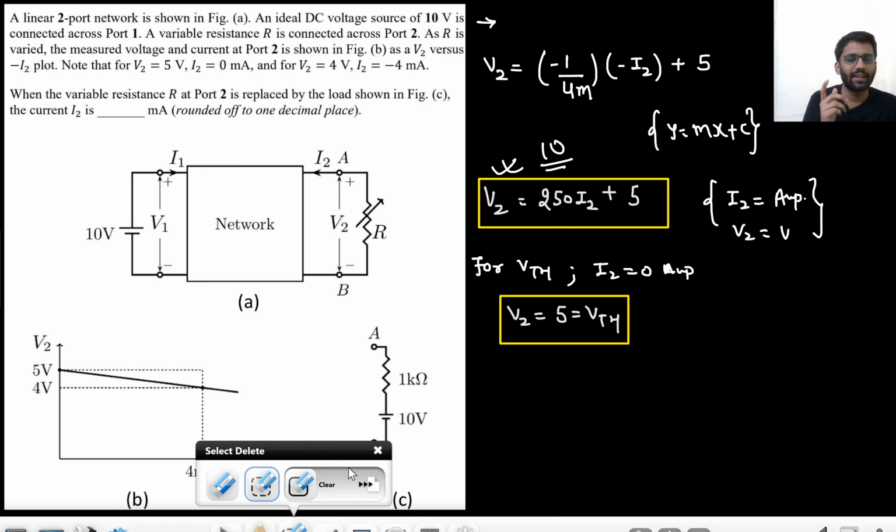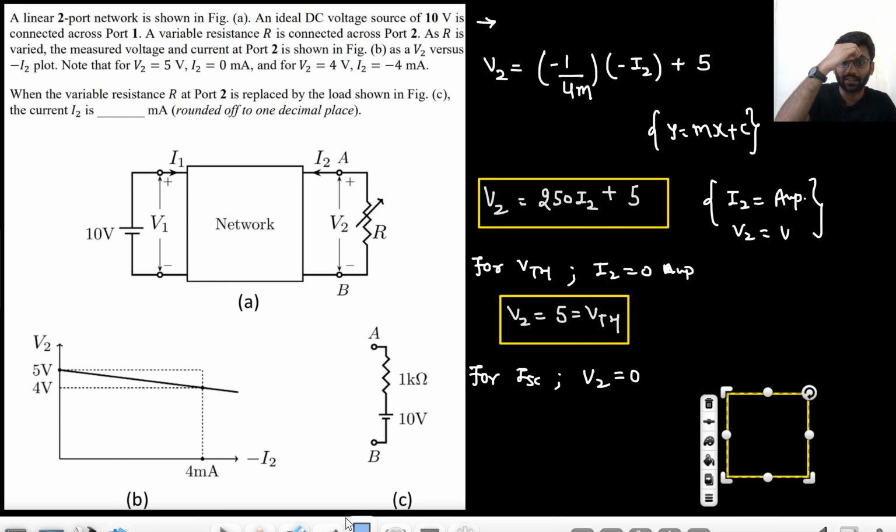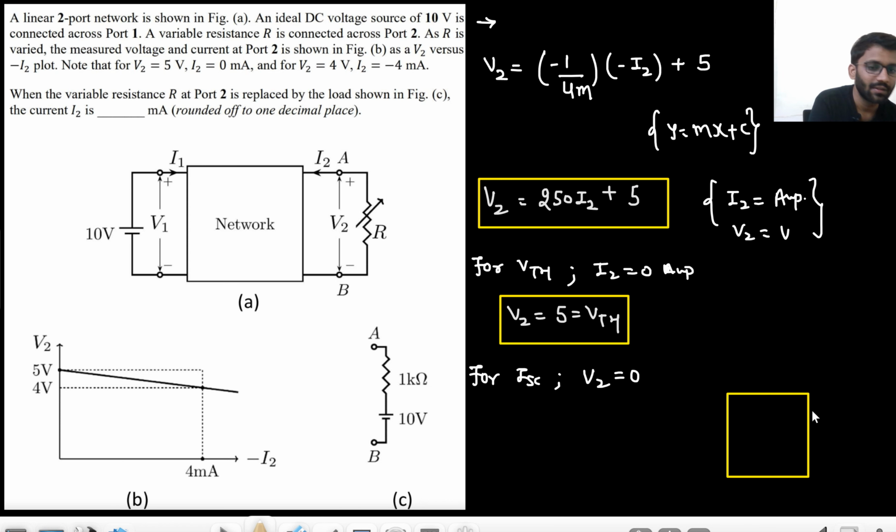So instead of that, what will be the correct approach? We better find ISC. Okay. We better find ISC. So what will be ISC? For ISC, V2 should go to 0, right? But let me make this circuit here again. Okay. So what is my V2 should go to 0?